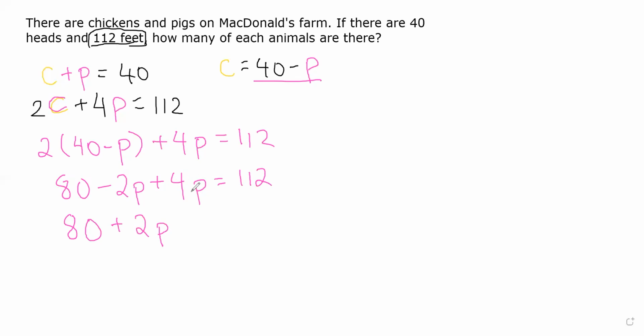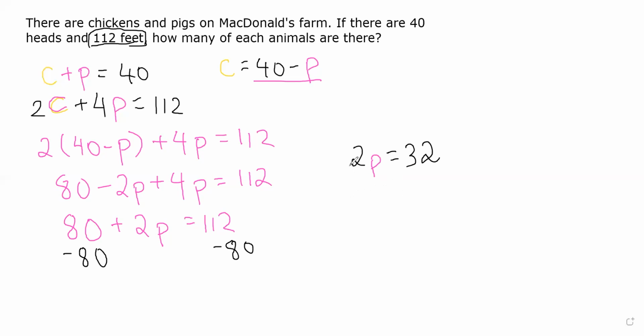We have 4P, 4 groups of pigs, minus 2 groups of the number of pigs, I should say. P stands for the number of pigs. We get 2 times the number of pigs, P, and this is equal to 112. So now what we can do is take away 80 on both sides, right? What you do on one side of an equation, you do to the other. So we get 2 times the number of pigs equal to 112 take away 80, which is 32.